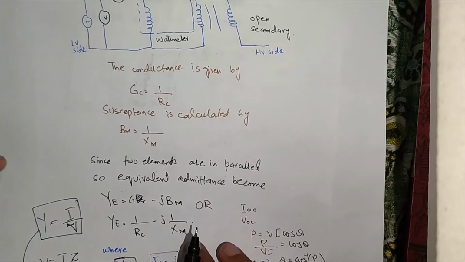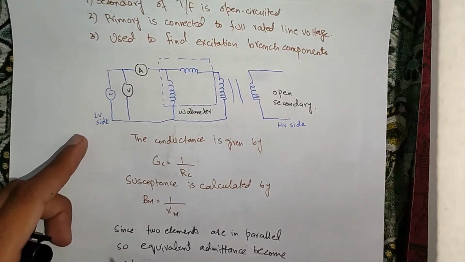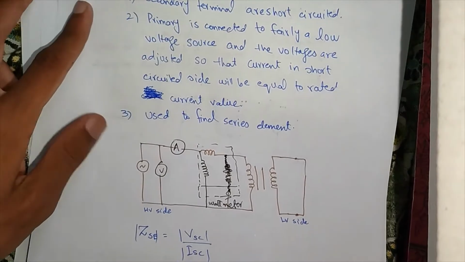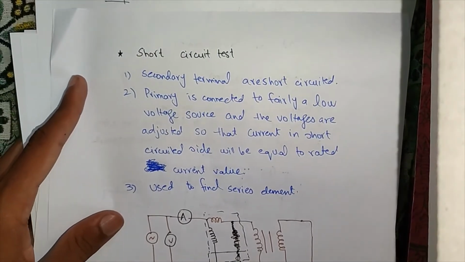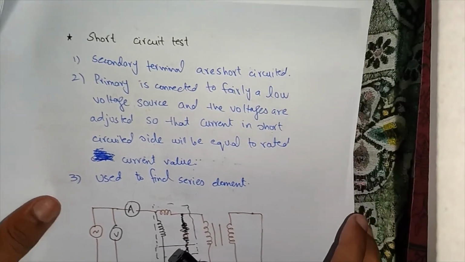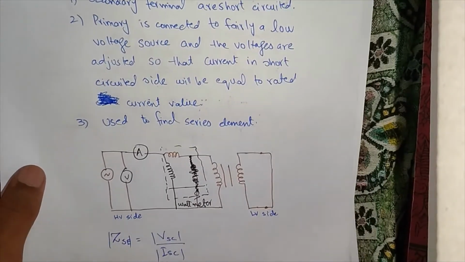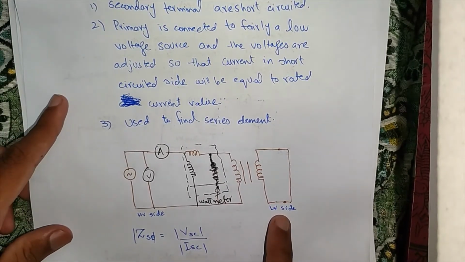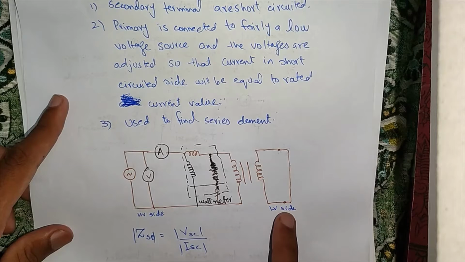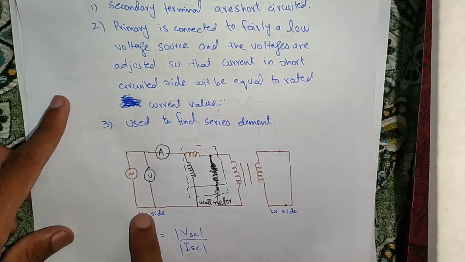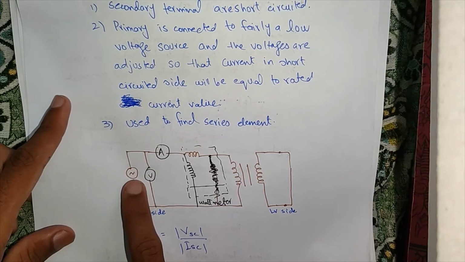Now another test performed on a transformer is known as the short circuit test. The short circuit test is usually performed by keeping the low voltage side short circuited. The low voltage side, the secondary side, is short circuited, and the primary or the high voltage side is connected with a voltage.